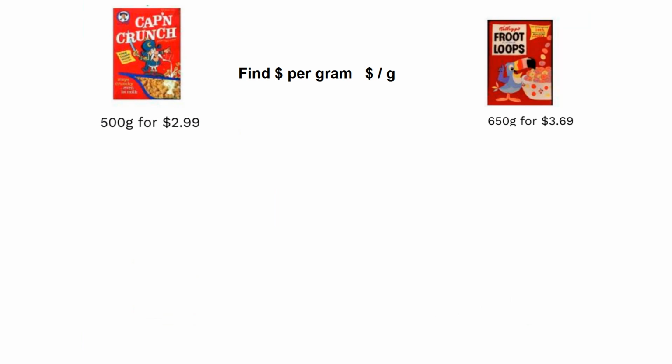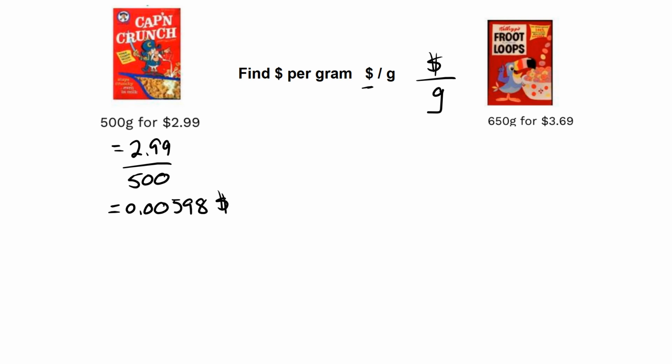So remember, the objective to start with here is going to be in finding dollars per gram. So that means we've got to have dollars on the top of the ratio and grams on the bottom. Dollars on the top is $2.99. Grams on the bottom, 500. And we do that division and we end up with 0.00598, and that's in dollars per gram. These were the dollars and those were your grams.